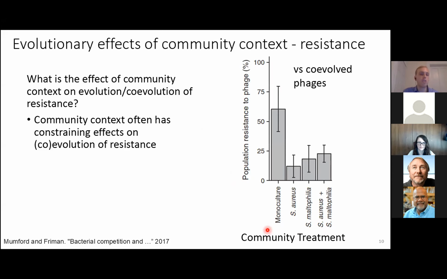And this is just showing the co-phages data, and you can very clearly see that in evolution treatments where other bacteria were around, the evolution of resistance was constrained. And this constraining effect of community context was something that actually emerged from several different papers, where the evolution of resistance is retarded or slowed by the presence of other bacterial species.